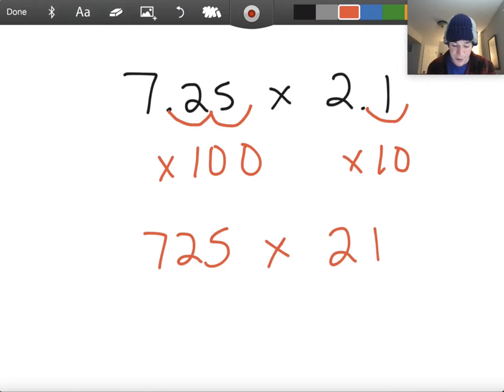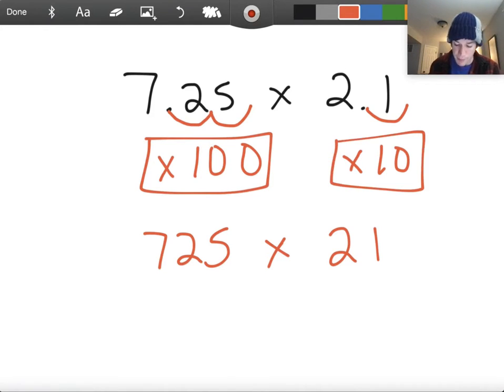Now the difference here is because I multiplied by 100 in the beginning and multiplied the other number by 10, that means I'm going to be 100 times bigger and then an additional 10 times bigger. So I know 100 times 10 is 1,000, the same as moving the decimal three times. So in the end, I'm going to divide by 1,000, move it back three places.